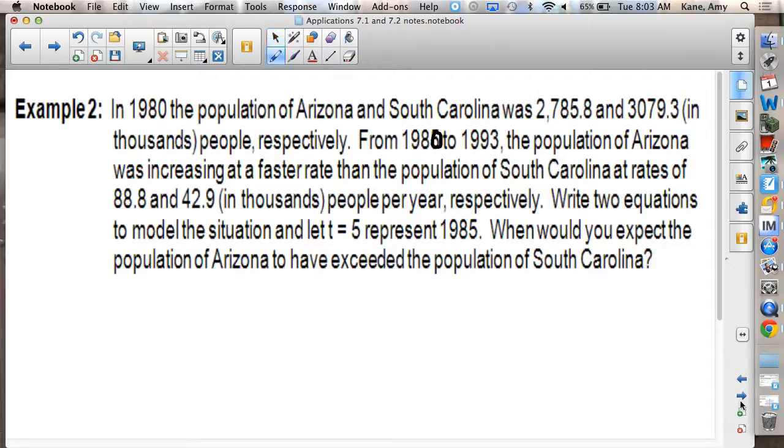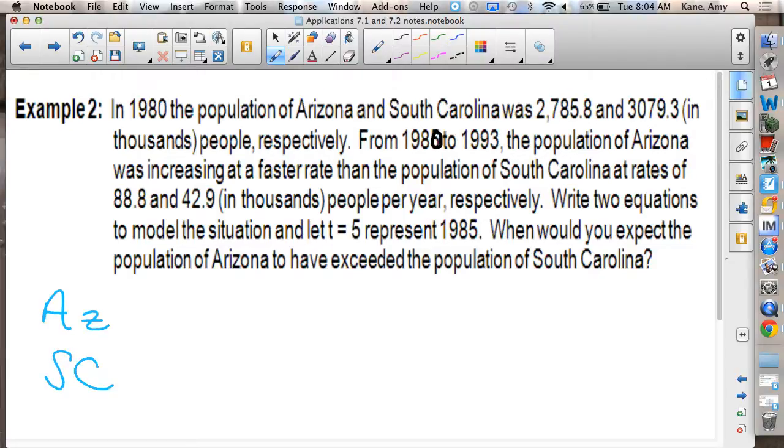So write two equations to model the situation, and it says t equals 5 would represent 1985, so t equals 0 would be 1980, t equals 10 would be 1990. When would you expect the population of Arizona to have exceeded the population of South Carolina? So if we're coming up with equations, because it does want us to write two equations, we would have an equation to represent Arizona and an equation to represent South Carolina.